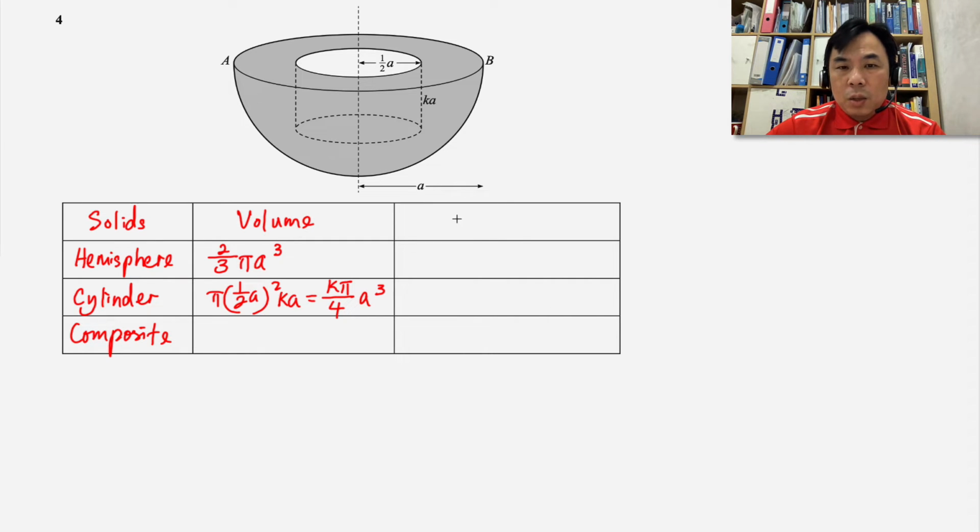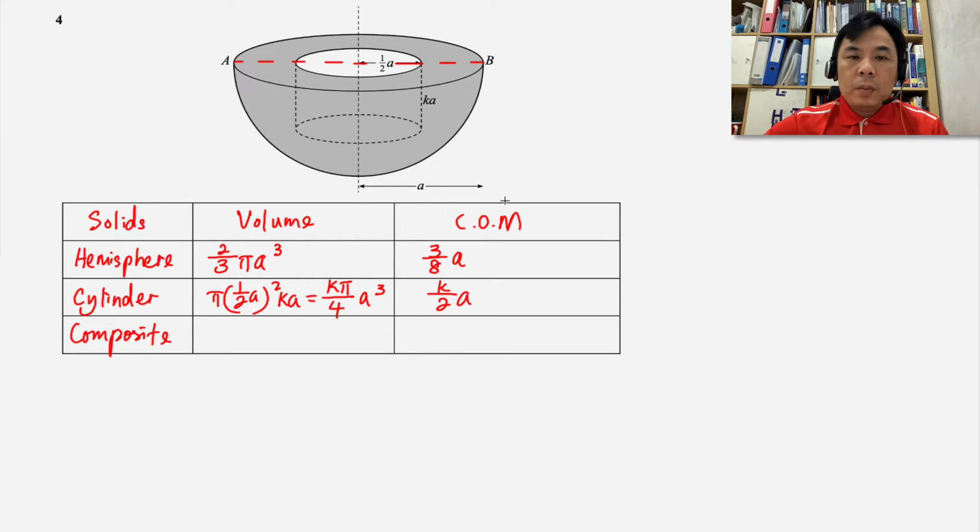And then lastly is the center of mass for each individual solid. Center of mass for the hemisphere, you have to refer to your MF19, right? Based on the MF19, the center of mass is located at 3/8 of the radius of the hemisphere. So that is 3/8 from where? From the center of the hemisphere. The radius is a, so therefore the center of mass is 3a/8 from the line AB. You can say that from the line AB or from the center of the hemisphere here. I hope that is clear. And then the cylinder is very obvious. Cylinder is just half a ka from line AB there, right?